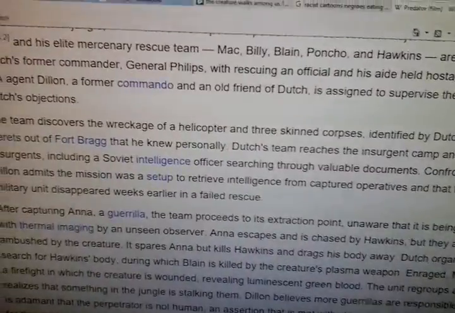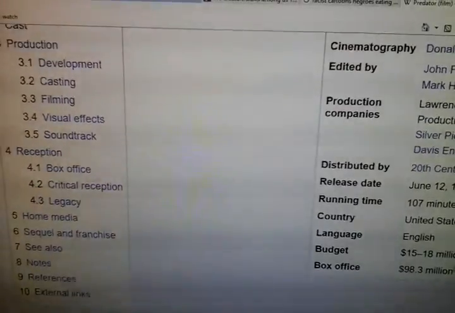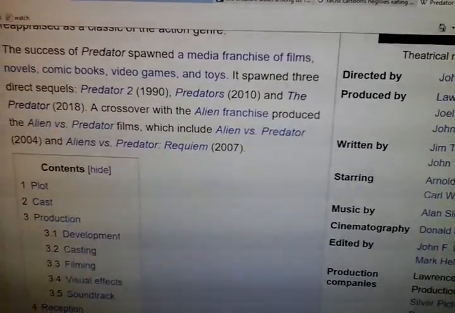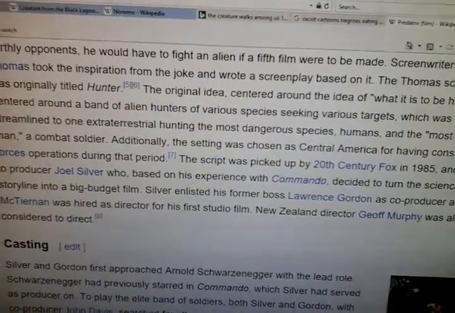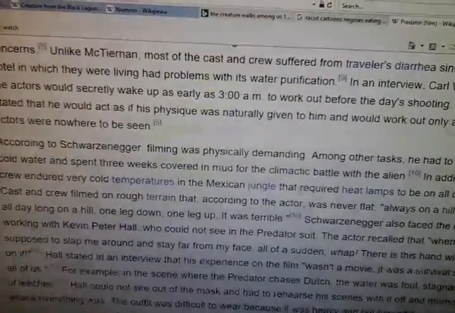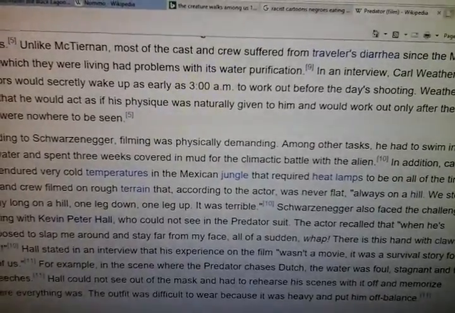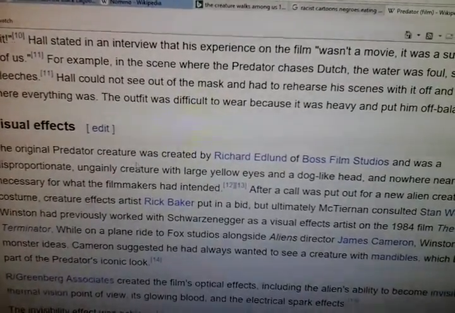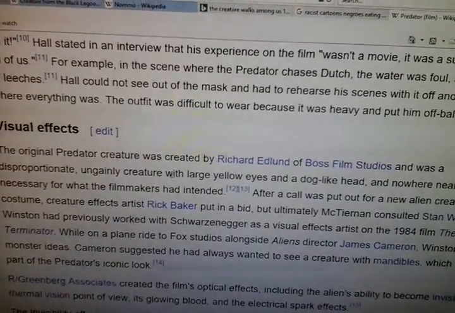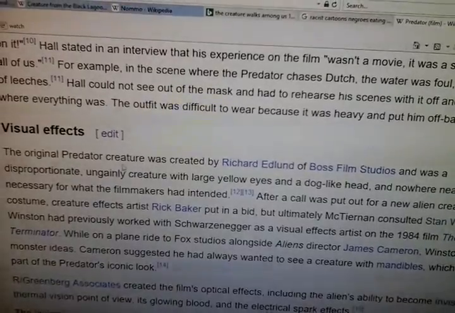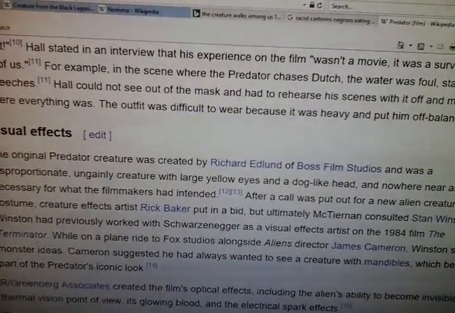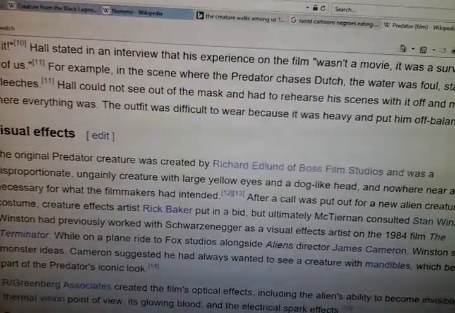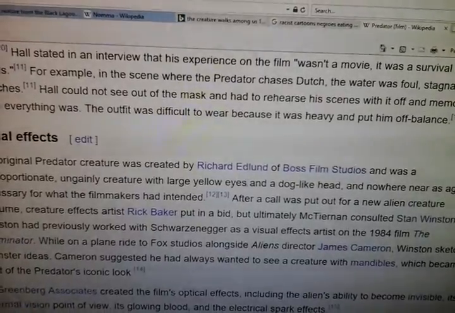Okay, let's see here. So you got the Predator, right? And I say he bleeds green, right? Okay, so here it is. The credits of visual effects, right? It says that the original Predator creature was created by Richard Edlund of Boss Film Studios and was a disproportionate, ungainly creature with large yellow eyes and a dog-like head. Okay? Now, they said he had large yellow eyes.